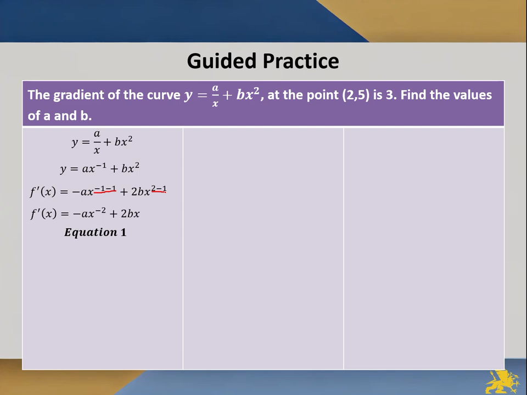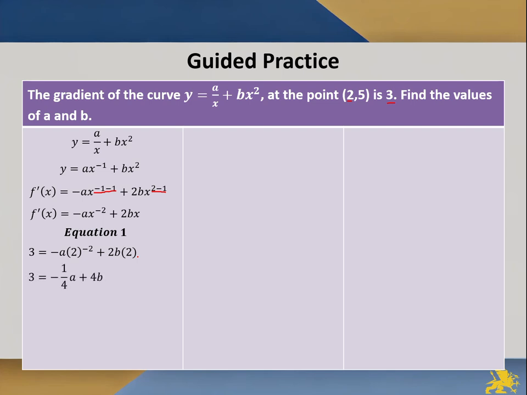From here, I'm going to get my second equation. So first thing I'm going to do is start off with my original equation, and then I'm going to substitute 2 in. So this is my first equation, and 3. That will leave me with just a and b. So I've got x is 2 and gradient is 3. I simplify this. 2 to the power of -2 is a quarter, and 2 times 2 is 4.